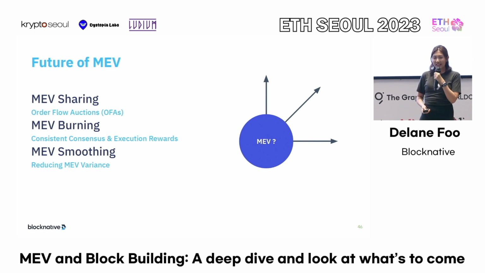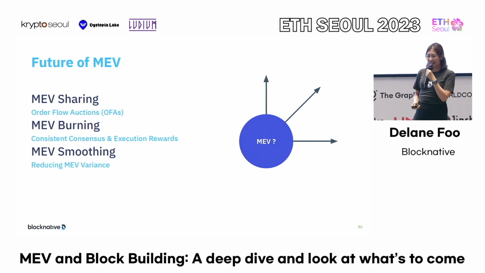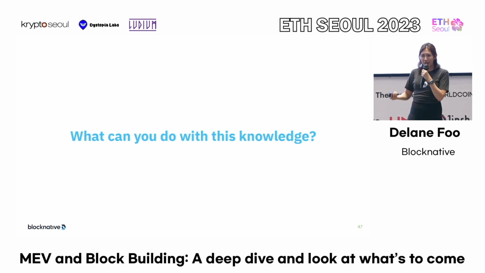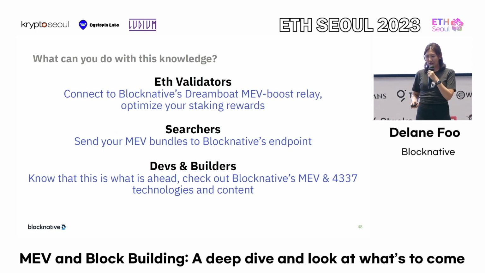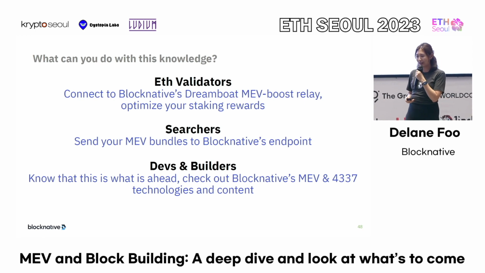So that is just where we are at right now, and it's so exciting. So what can you do with this knowledge? It feels a little bit far away, esoteric even, but here's what you can do. For those running ETH validators, or if you're connected to a validator pool, connect to Blocknative's Dreamboat MEV Boost Relay and optimize your staking rewards. Because if you're not, you're leaving about 5 to 7% of the blocks on the table in the network.